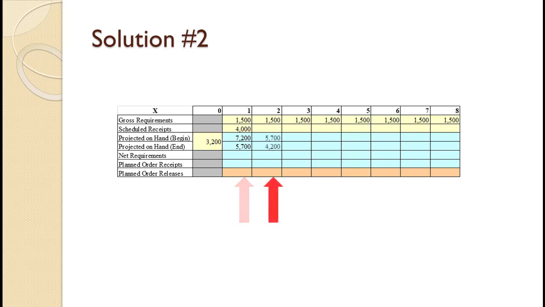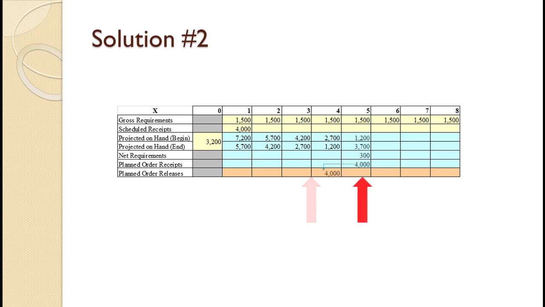For period 2, beginning inventory exceeds gross requirements, so no production is required. Ending inventory is 5,700 minus 1,500 equals 4,200. For periods 3 and 4, beginning inventory exceeds gross requirements, so no production is required. In period 3, ending inventory is 4,200 minus 1,500 equals 2,700. In period 4, ending inventory is 2,700 minus 1,500 equals 1,200.